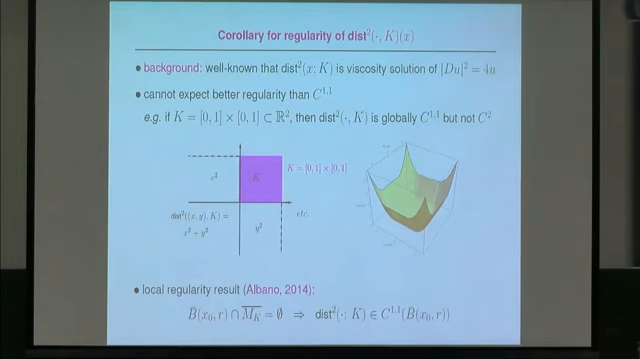Okay, so it's well known, so the square distance function is interesting for a number of reasons. In particular, it's a viscosity solution of the modulus of grad squared u is equal to 4 times u. And it's well known that you cannot expect better regularity of the square distance function than C11.